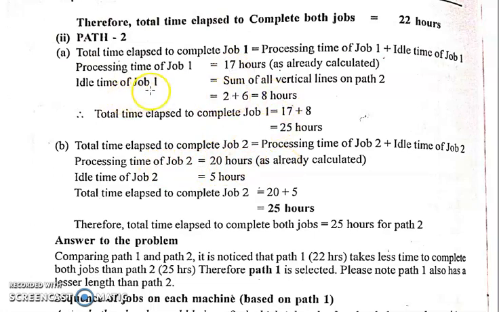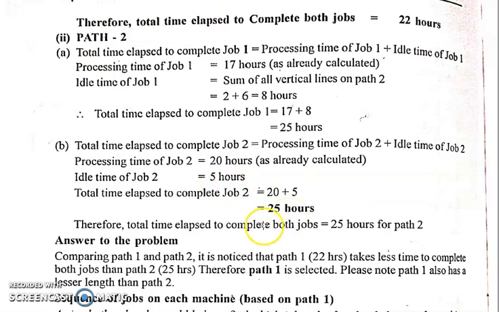And for the idle time of J1, you collect the path number 2 vertical lines. So there will be 8 hours. So the total is 17 plus 8, which is 25 hours. Similarly, for the idle time of J2, collect all the horizontal lines in path 2. That will be 5 hours. You just refer to the graph and you will get 25 hours.